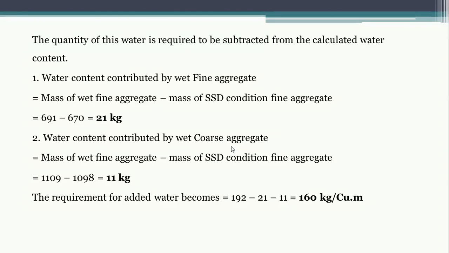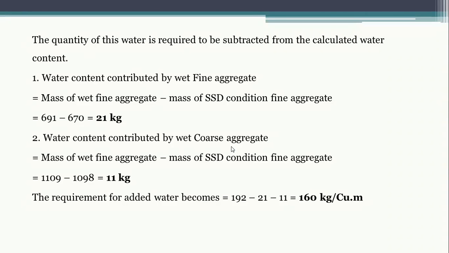Okay, so you can see how much extra water is present in the fine aggregate. Similarly, water content contributed by wet coarse aggregate, same formula. I forgot to change this: mass of wet coarse aggregate minus mass of SSD condition coarse aggregate. It is not fine aggregate. Please excuse that.